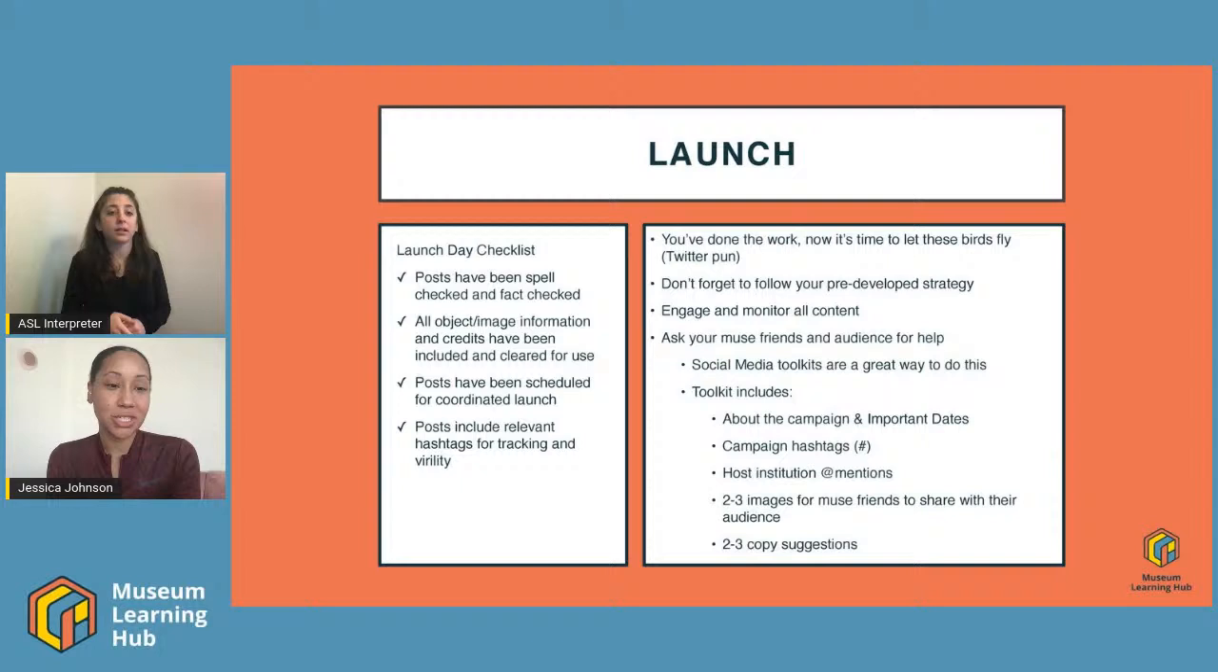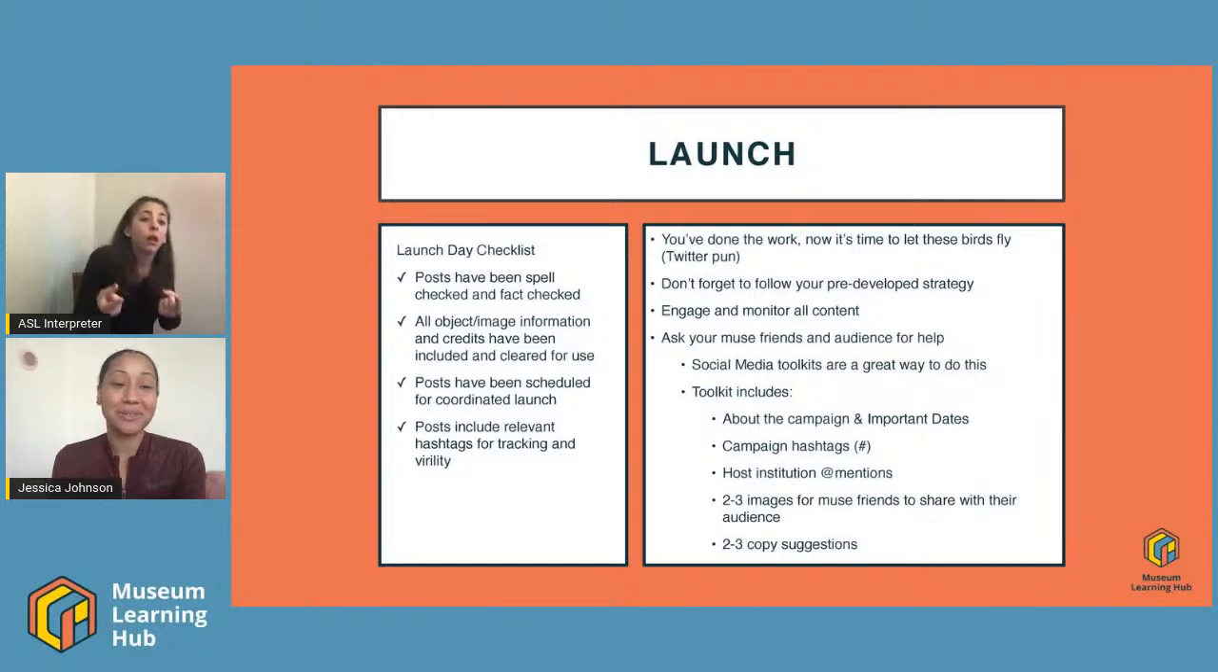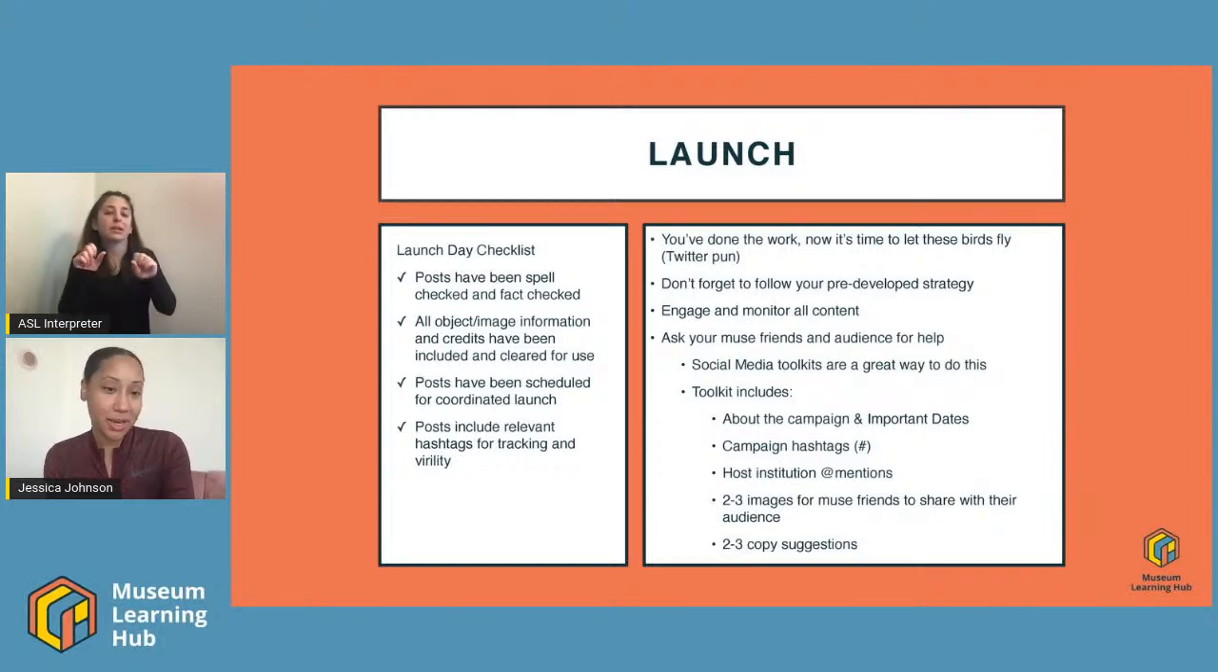And the toolkit will just include a bit about the campaign and the important dates, like if there's a program that goes along with the campaign, or how long the campaign is going to be going on for. Include the hashtags, include your at mentions and the other at mentions of the participating institutions, and 2 to 3 images for people to share in case they don't have something in their collection that goes along with what your campaign is, so that they can just schedule that tweet or Instagram post or Facebook post and get your word out for you as well.